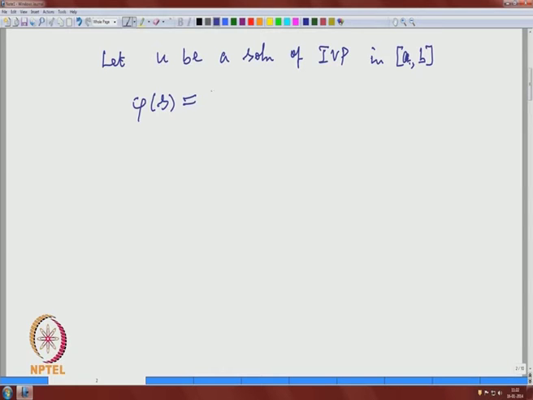So, we form this phi of s equal to b0 u(b) plus b1 u dot(b) minus beta, where we emphasize the dependence on s. So, we write u at t, emphasizing the dependence on s, as u(b, s) plus b1 u dot(b, s) minus beta. Just notice that this phi of s is nothing but the second boundary condition.